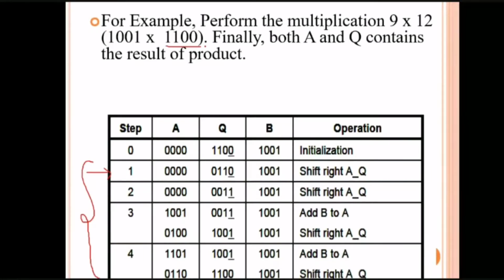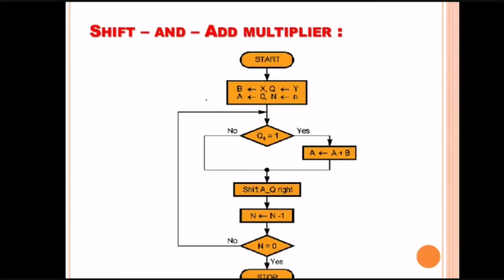Now how to start? The very first step is we have to see this Q0. This location you all know, like A0, like that we used to tell. So this is Q0, Q1, Q2, like that it will go. The first step is to see the Q0 value. If you see in this flow chart, if Q0 is 1, what do we have to do? We have to add A and B and the result will be stored in A. If Q0 is not 1, that is, if it is 0, then we have to shift AQ to the right. So this is the procedure we are going to follow.